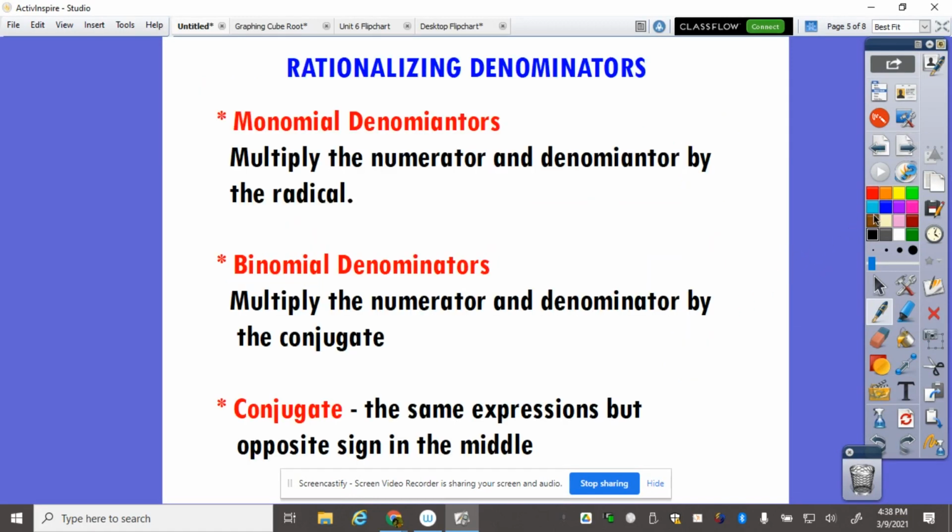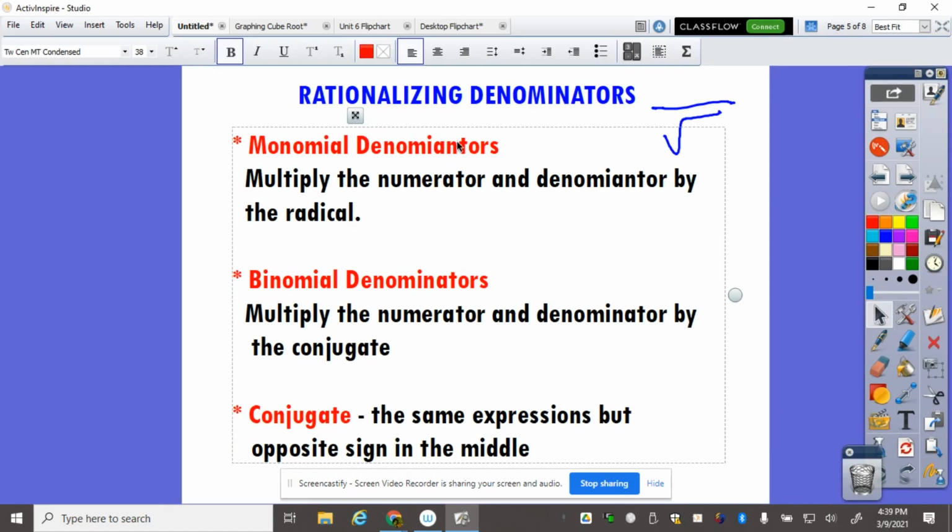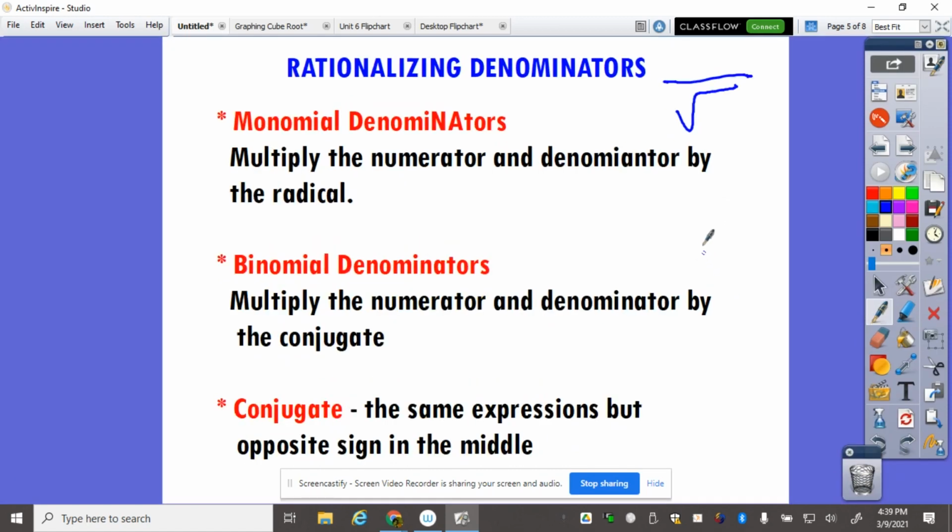Now, rationalizing the denominator means that you are not allowed to have a square root or radical sign in the denominator area because it doesn't simplify it. You have to simplify it, and in order for you to do that, you have to rationalize it. There are cases that the denominator is just a monomial, and there are cases that it is a binomial. When the denominator is only a monomial, multiply the numerator and the denominator again.